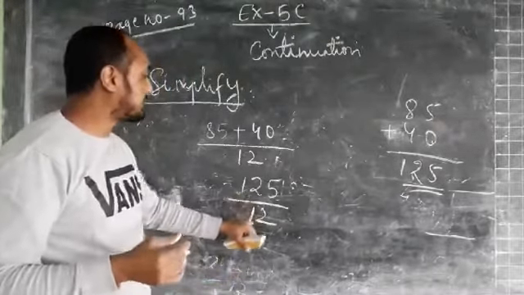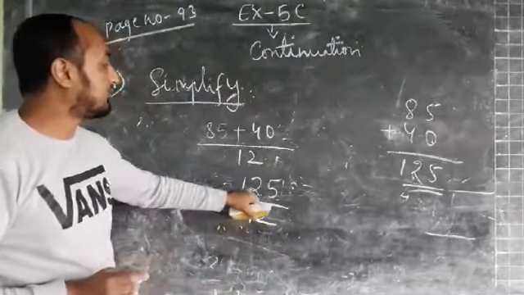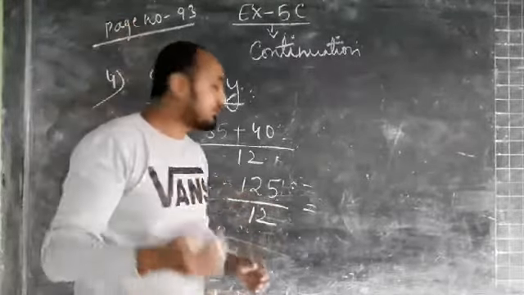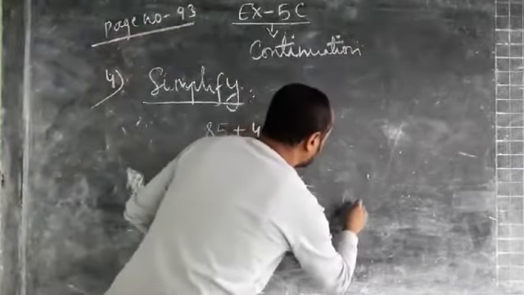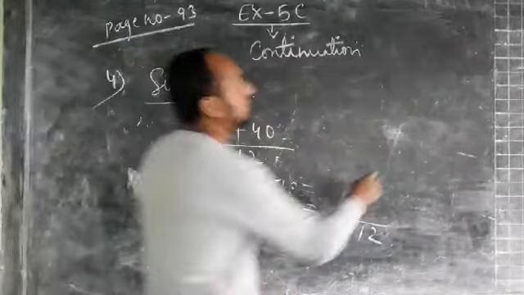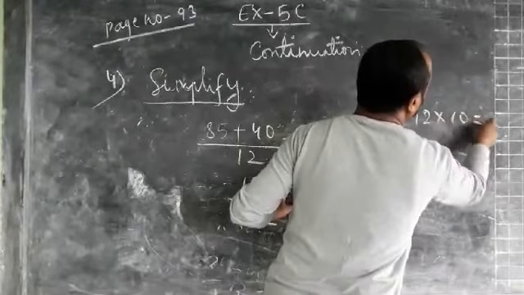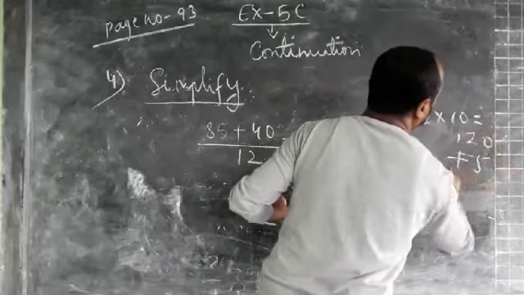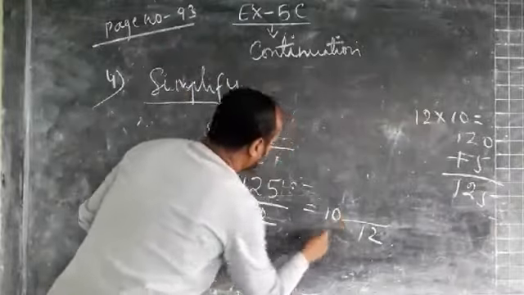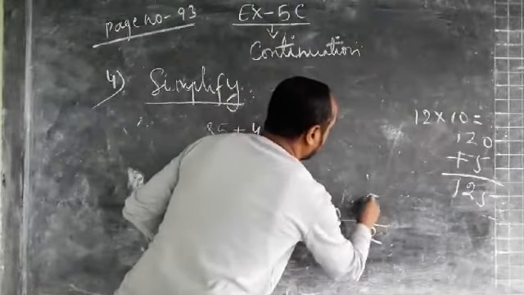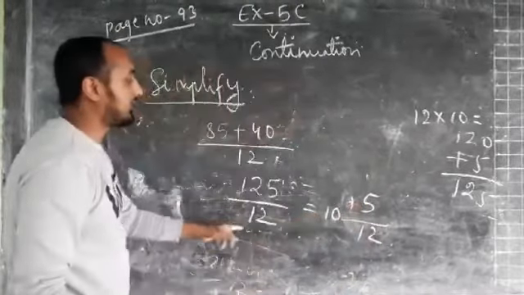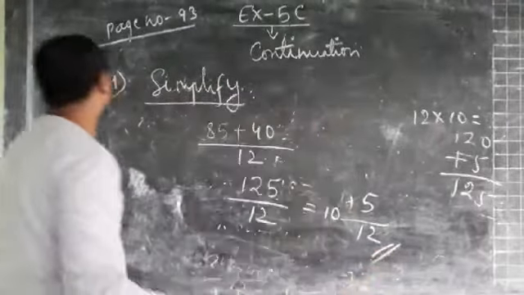If you do it as a mixed fraction, what you have to do is divide this 125 by 12. If you convert it into a mixed fraction, you will get 12 10s are 120 plus 5. 12 into 10 equals 120 plus 5. So total we will get 125. This 125 can be written as 12, quotient we have 10 and the remainder we have 5. So 12 into 10, 120, plus this 5 will get 125 by 12. So this is the answer for this question.